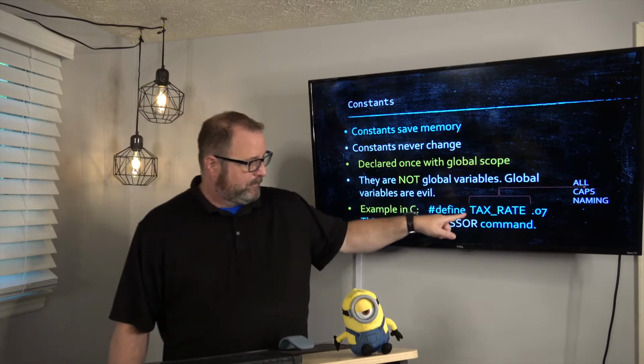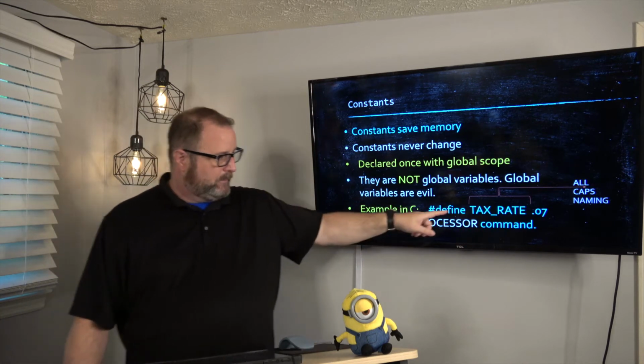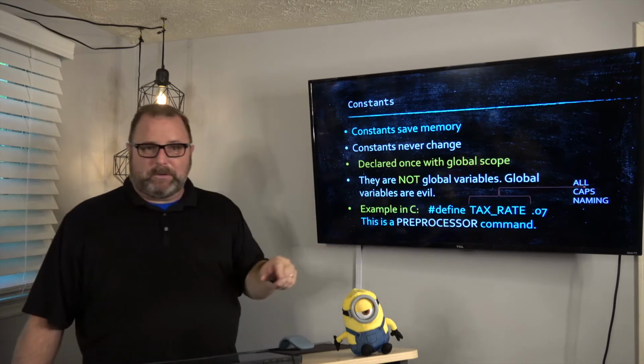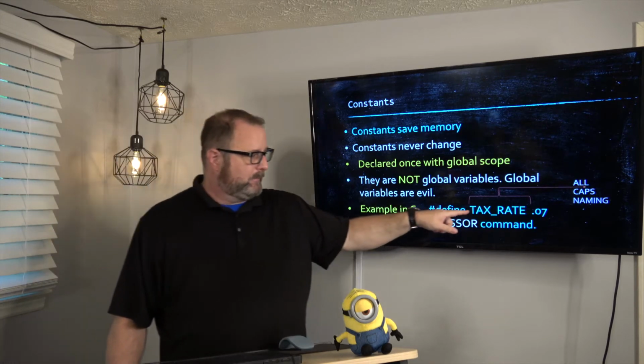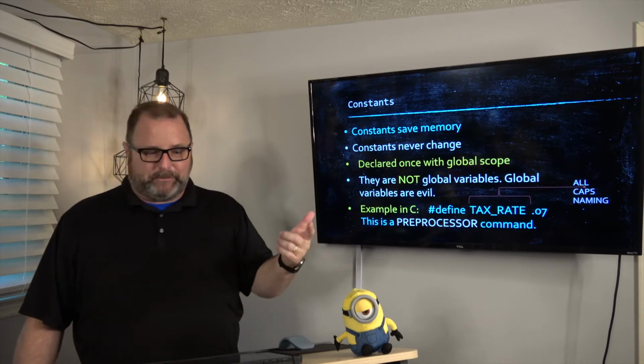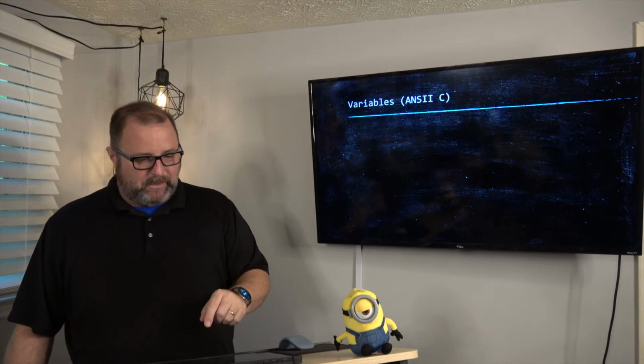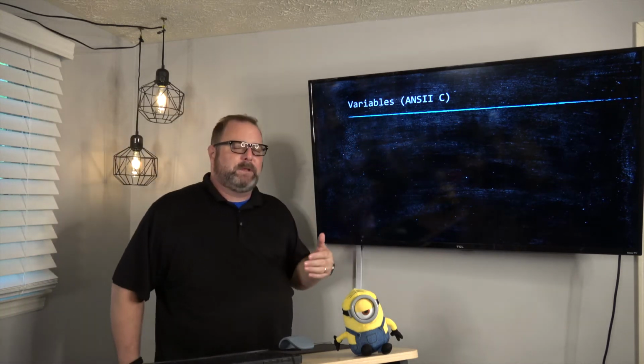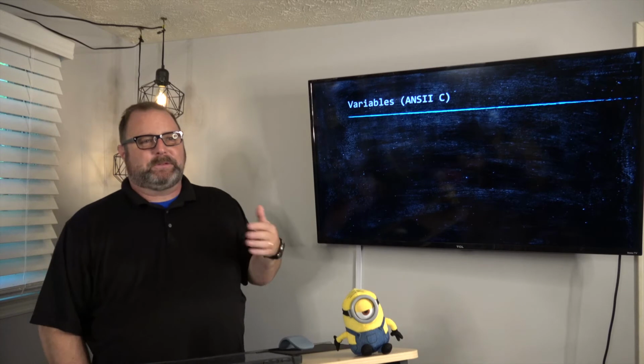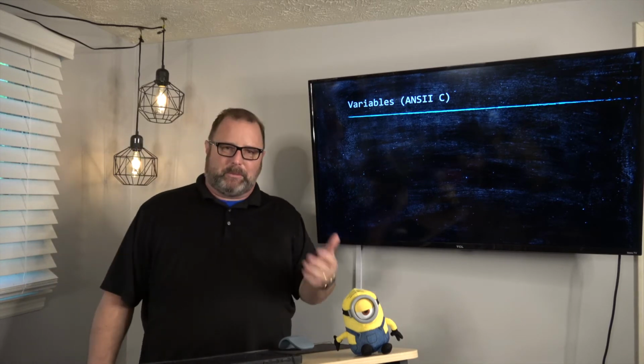So, all caps for naming your constants. You can use the underscore to string words together, since camel casing is a little hard to read when it's all caps, because that's not camel case. Now let's talk about variables, and I'm going to use C as the language to talk about variables because that's what we're getting into first.